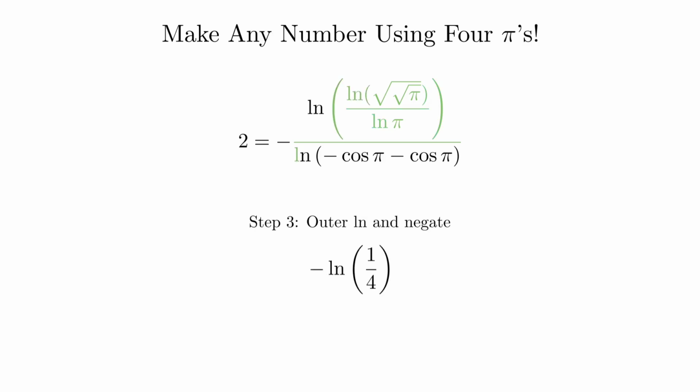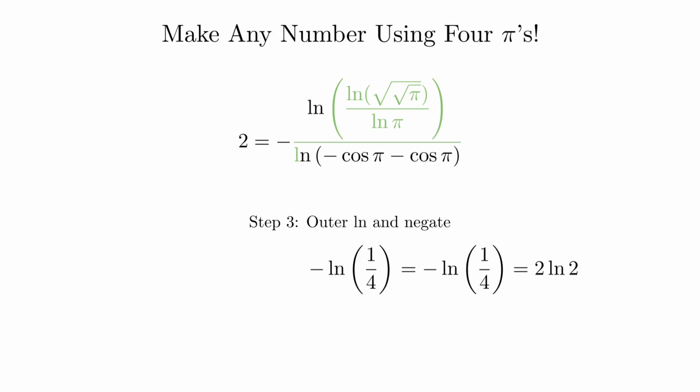Next, we take the natural log of that 1/4 and slap a negative sign on it. This is starting to shape the numerator of our big expression. This simplifies to negative ln of 1/4, which is the same as 2 times ln 2. That's a key piece of our puzzle. We're so close now. Just one more piece to tackle.